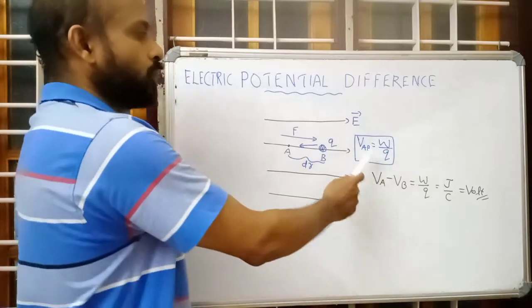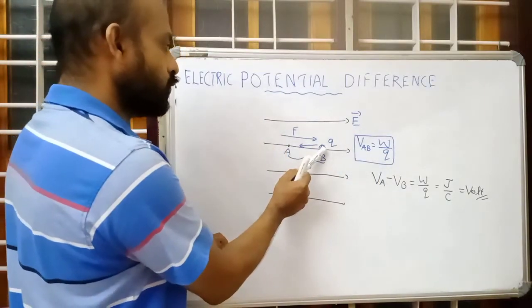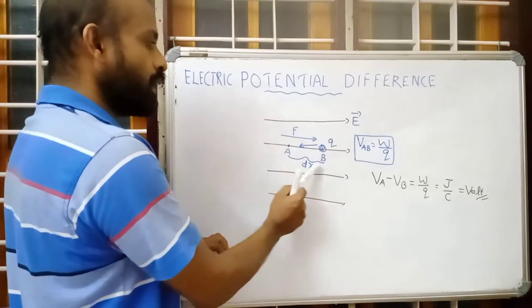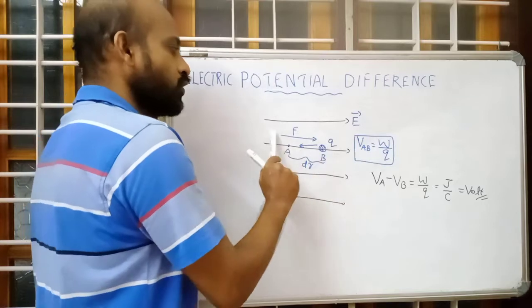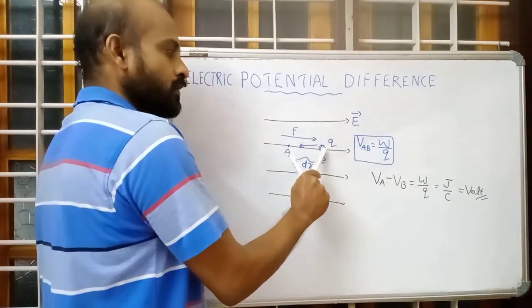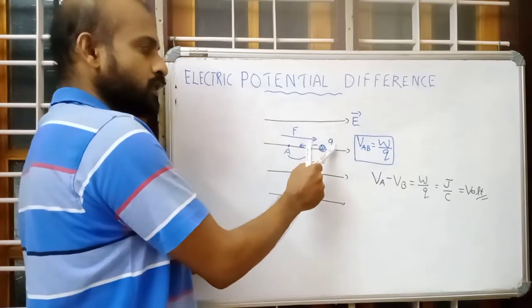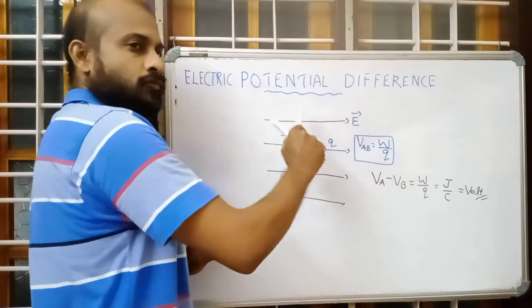Now we need to relate this potential difference with the intensity. We have seen that we are moving a charge Q from B to A, and dr is the distance to be moved. There is a force experienced by the charge in the opposite direction because there is a directional electric field. The charge is kept here, and the positive charge experiences a force in the direction of the electric field.